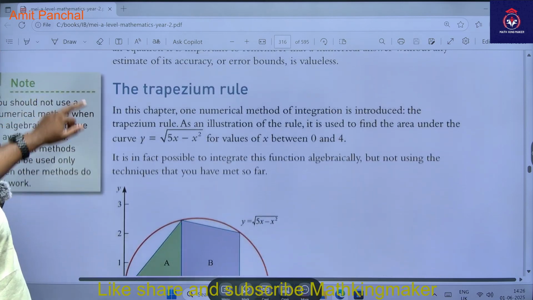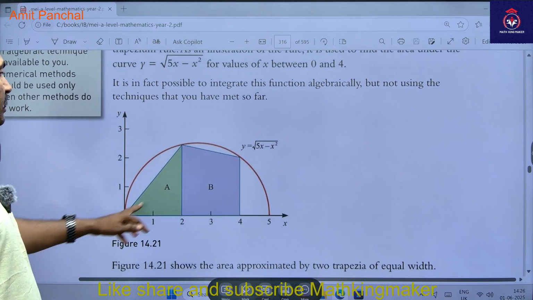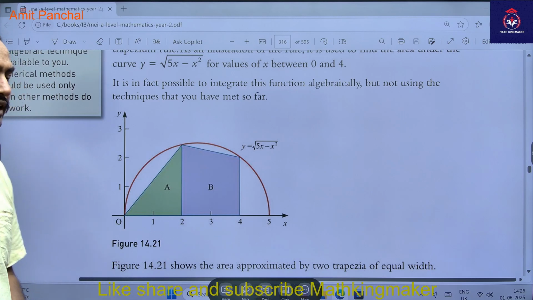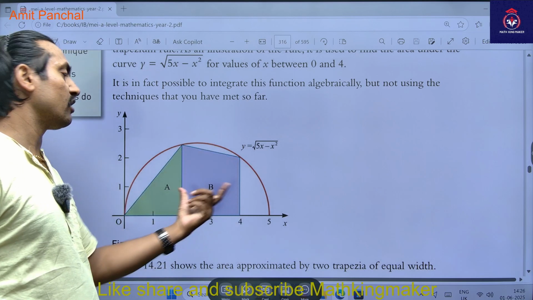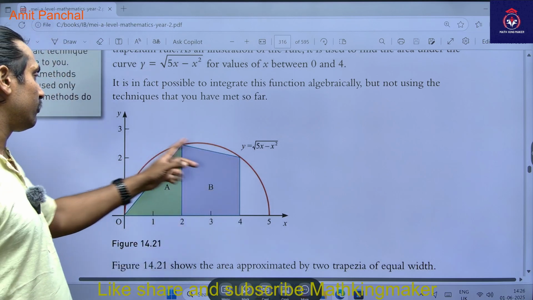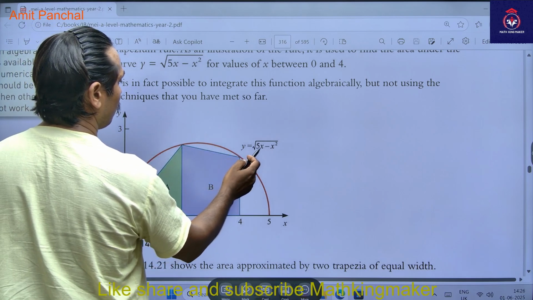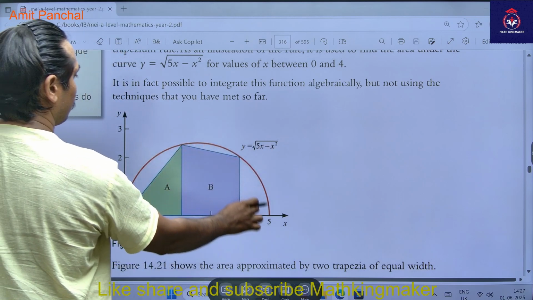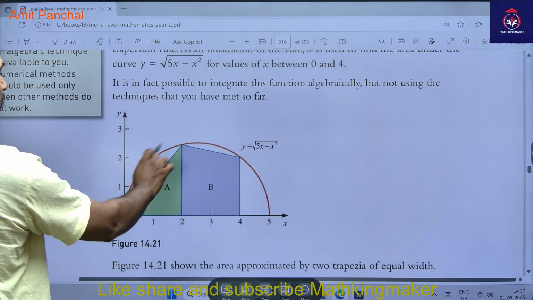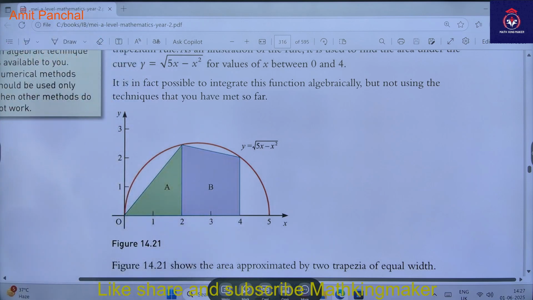So first of all, the trapezium rule. If you want to find the area under the curve, earlier you were using integration from this point to this point, and you can easily calculate the area under any curve. Like we have this example, y equal to square root of 5x minus x square. So this is the curve and you need to find its area from 0 to 5. There is another method, the trapezium rule.